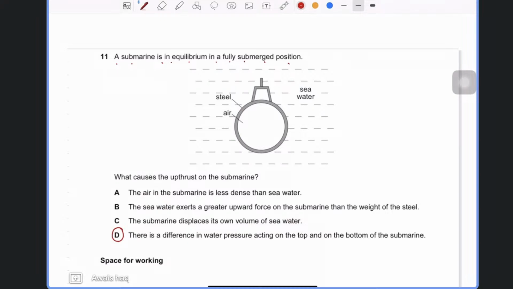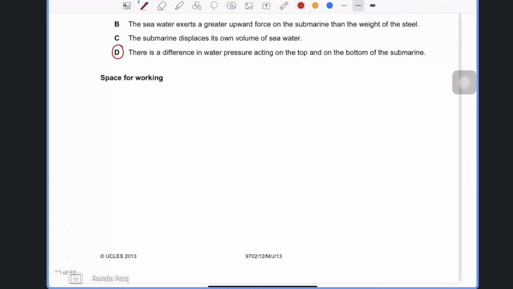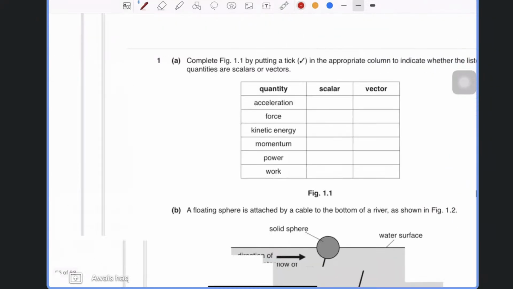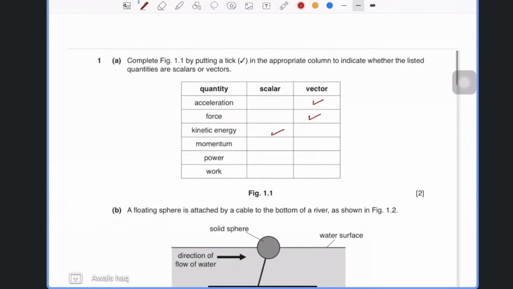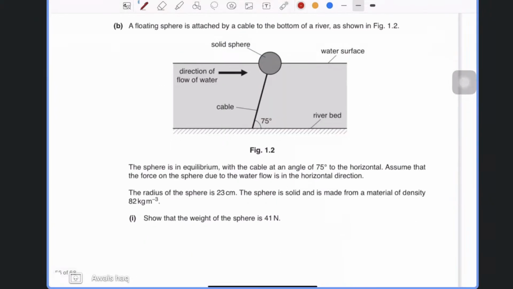So we're going to go to the next one. Then we have this question. It says which are scalar and vector: acceleration is obviously a vector, force is a vector, kinetic energy is a scalar, momentum is a vector, power is a scalar, work is a scalar. But the real question starts from here.